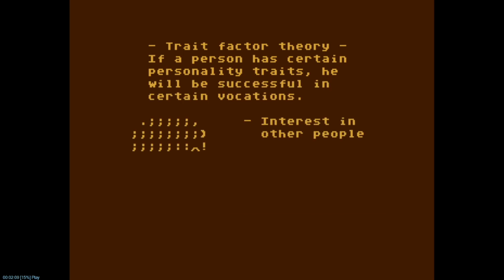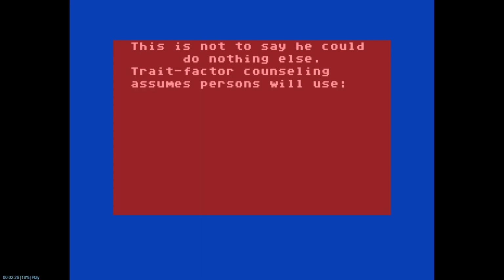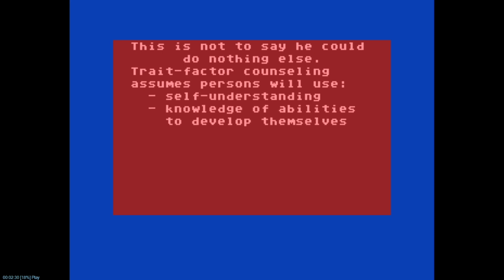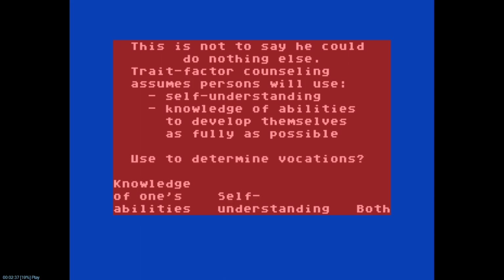For example, it would imply that a person who shows an interest in other people and is highly verbal should be a good social worker. This is not to say he could do nothing else, but the trait factor theory offers such a conclusion as one possibility. Trait factor counseling assumes that persons will use self-understanding and knowledge of their abilities to develop themselves as fully as possible. What does trait factor counseling want one to use to determine vocations?